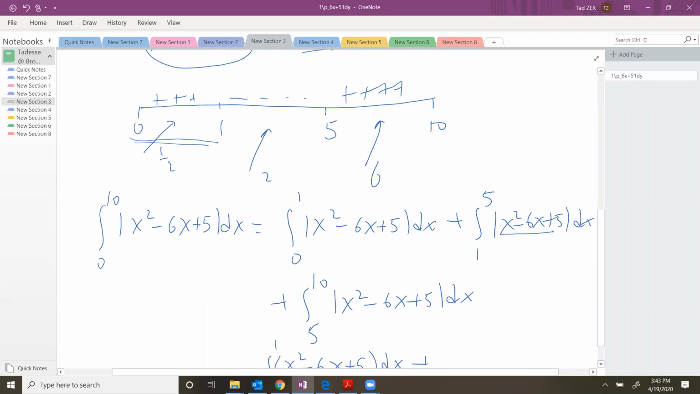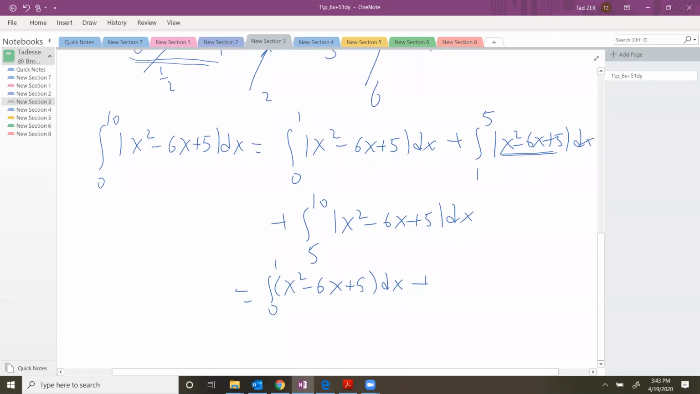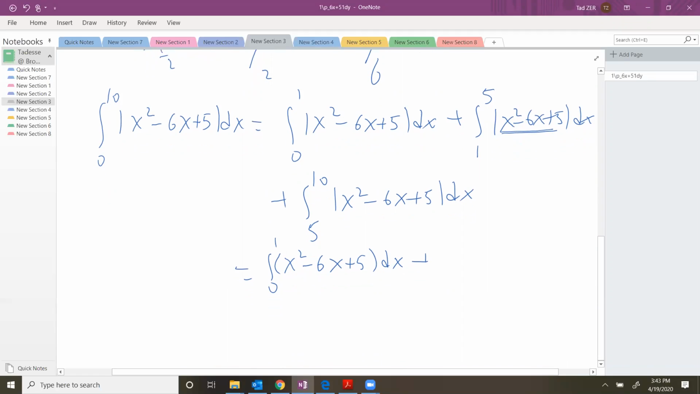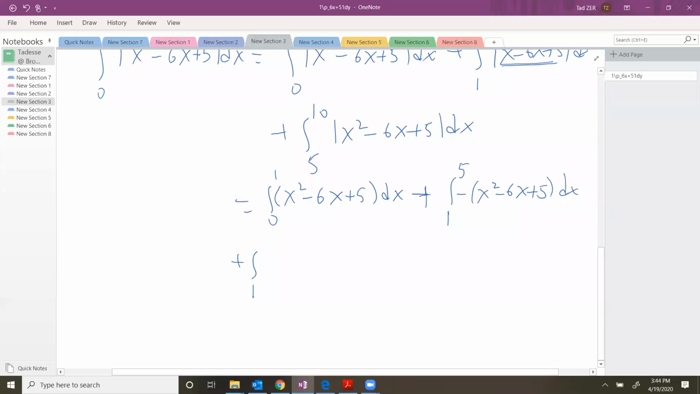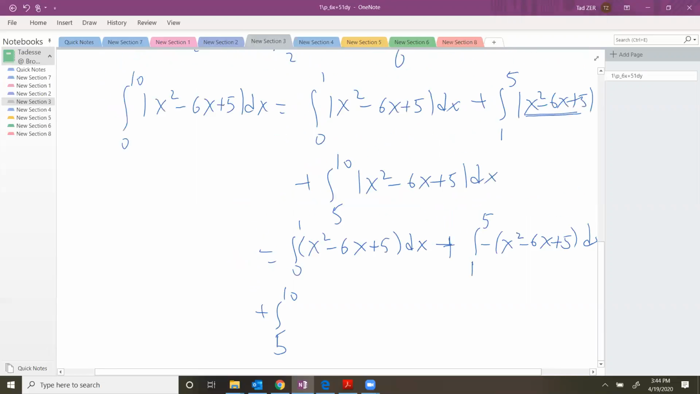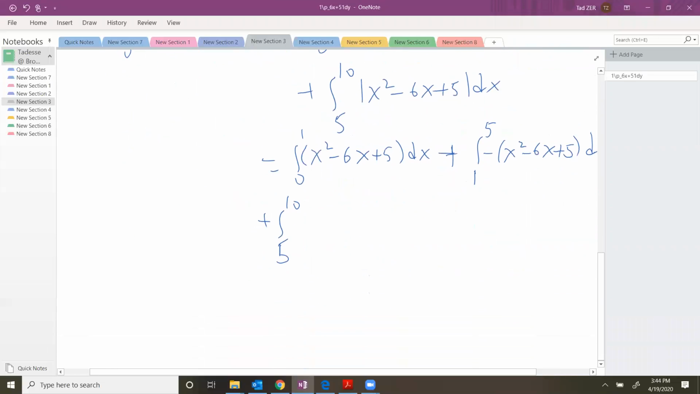Because it's in absolute value, I know that it's negative but it has to be positive. To make it positive, I need to multiply it by a minus sign. Hope this is clear. Why am I multiplying by a negative sign? Because it's in absolute value, and for sure we know it's negative. Negative times negative is positive. Plus the integral from 5 to 10. Between 5 and 10, it's positive, so I don't really need the absolute value. It will be x squared minus 6x plus 5 dx. That's it.